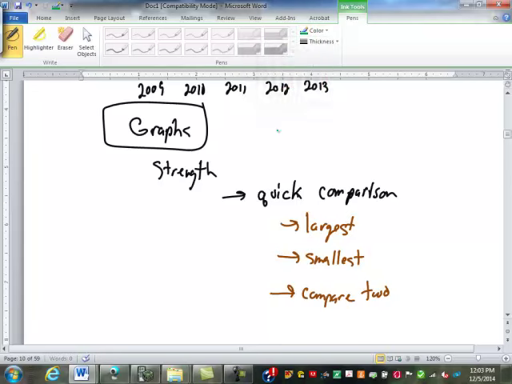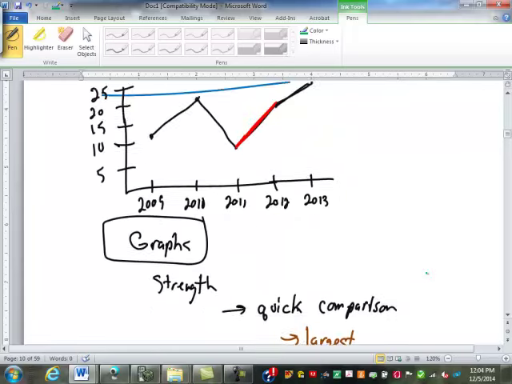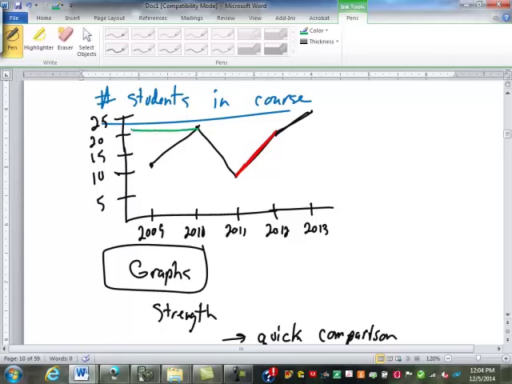The weakness of a graph is you can't find exact numbers. Even in this graph here, it's really hard to tell. Was that 21 or 22? As you get into larger numbers, where maybe this goes up by hundreds instead of fives, now it's pretty much impossible. Is that 121 or 123, or what is it? So the graph is just quick estimates for quick comparisons. If you need exact numbers, you have to go back to a table or the raw data.